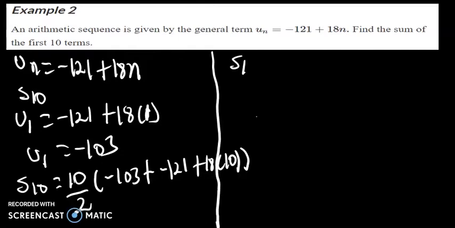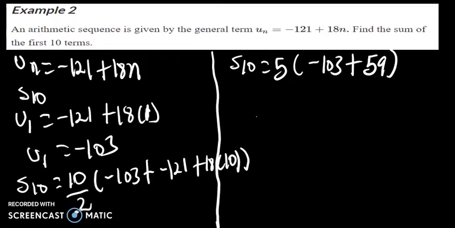So S10 becomes 5 times (minus 103 plus 59). When you solve this, you get minus 220.